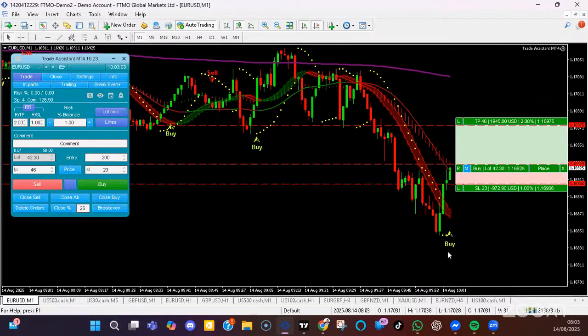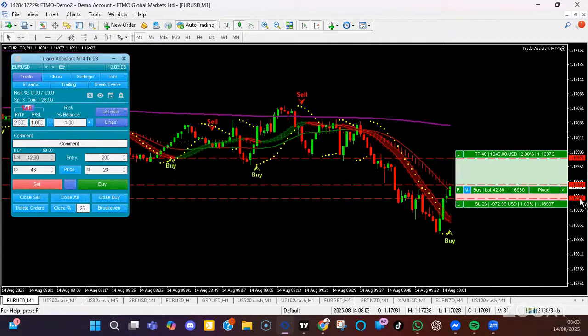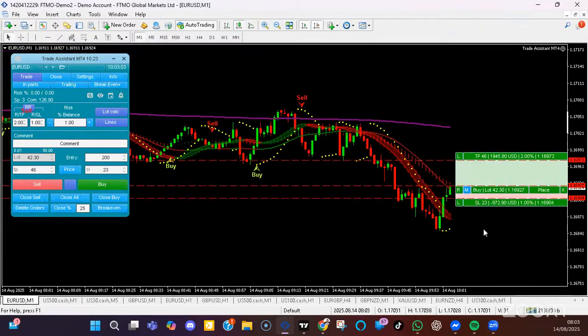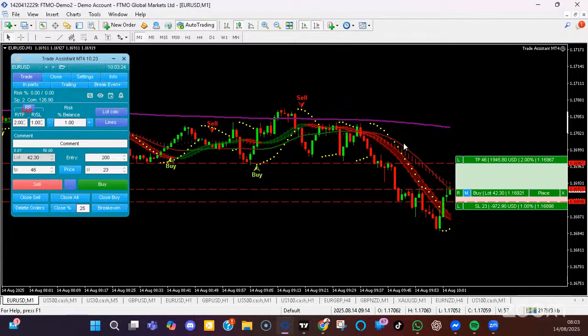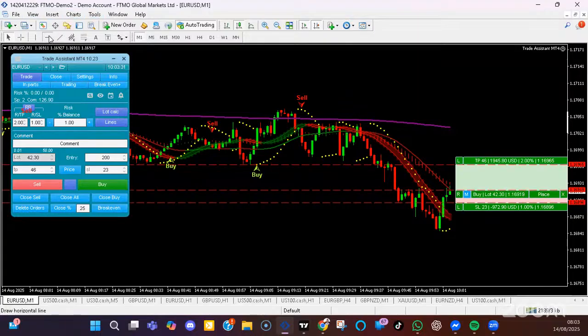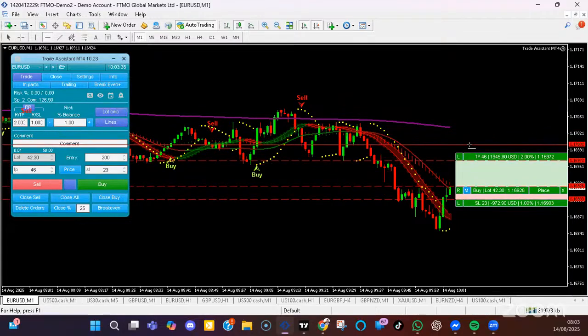Just had a buy alert switch on and switch off very quickly. We've got imbalances being formed here, so we have to be aware of that. But is price wanting to get back into this area of consolidation? And this area here is the key area.